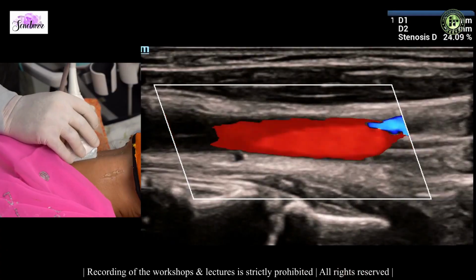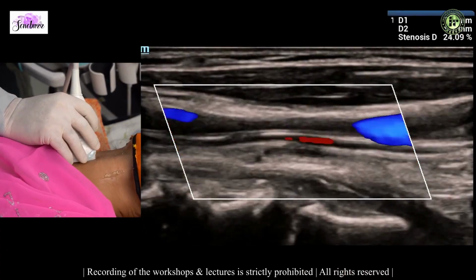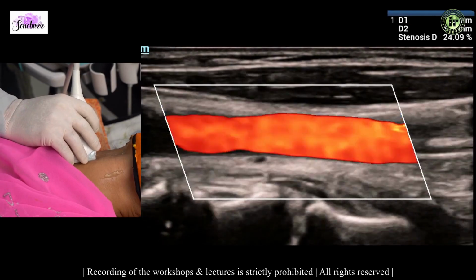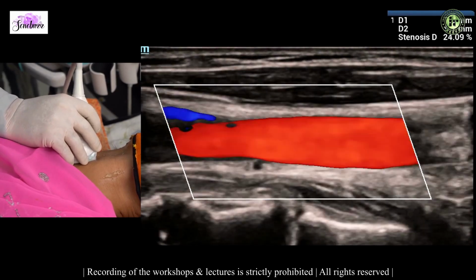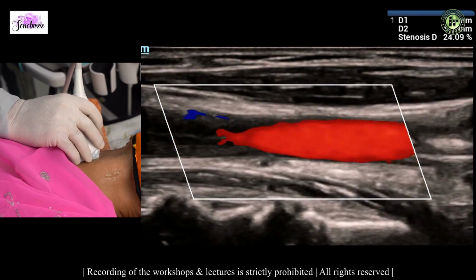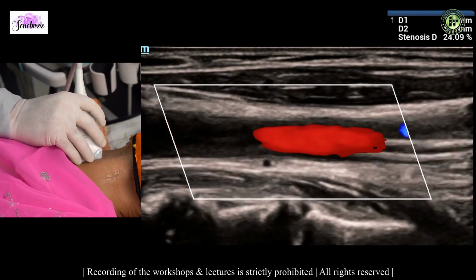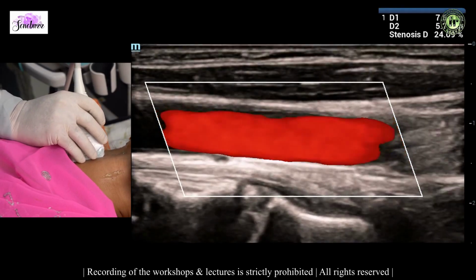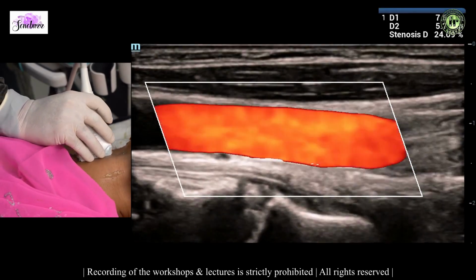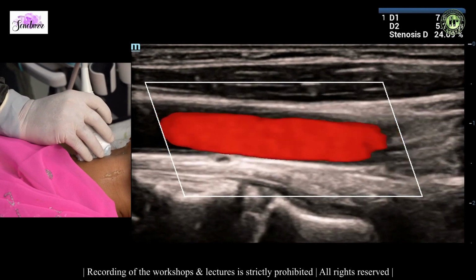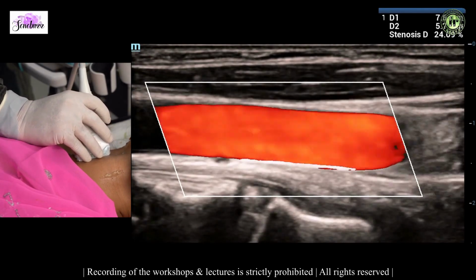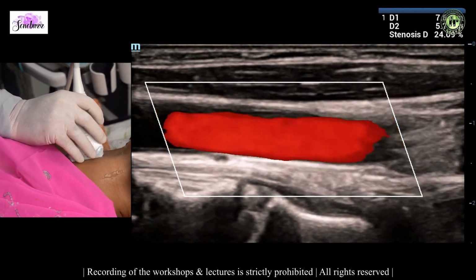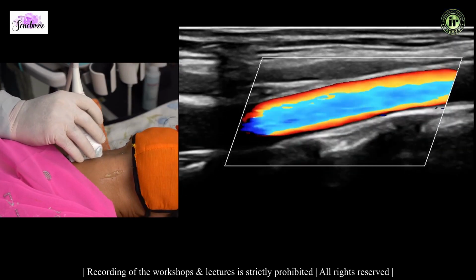Then I switch on the color and begin my tracing again from the common carotids. Now the machine has a preset. Normally when you choose a carotid preset, the machine shows the common carotid to be in the red color. Ensure that your box is just covering the vessel and you see good wall-to-wall flow with normal use.